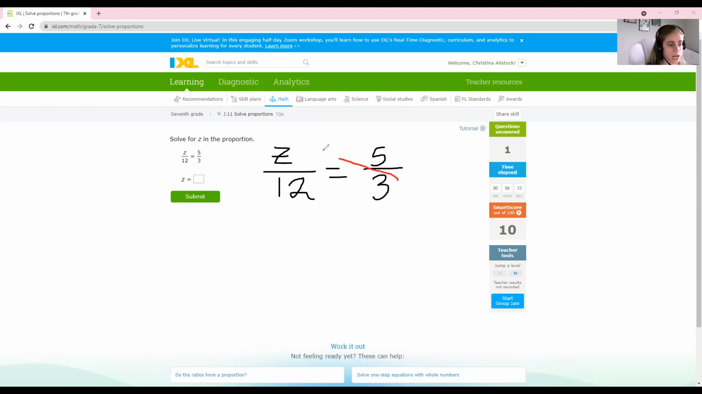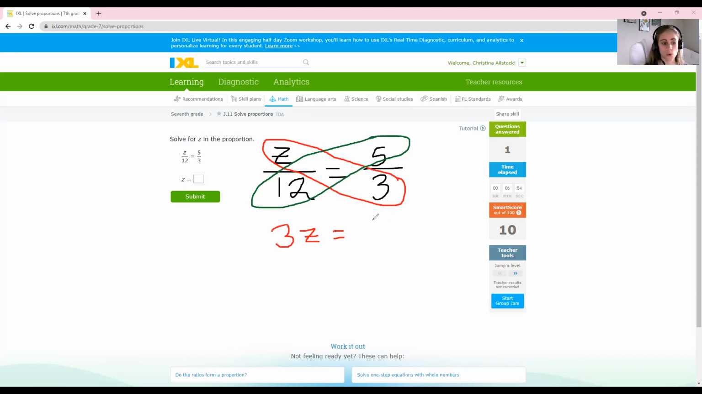So we're going to multiply across, like with our diagonals. So Z times 3 would just be 3Z. And that is set equal to our other diagonal. So now we're going to multiply the other way across. 5 times 12, which would be 60.